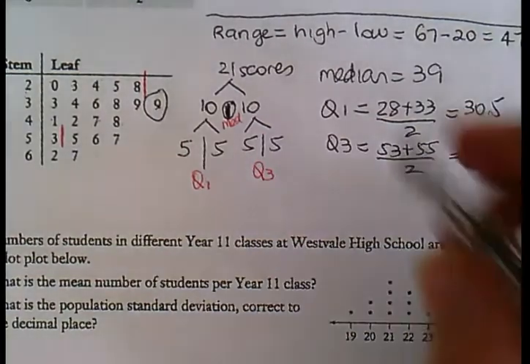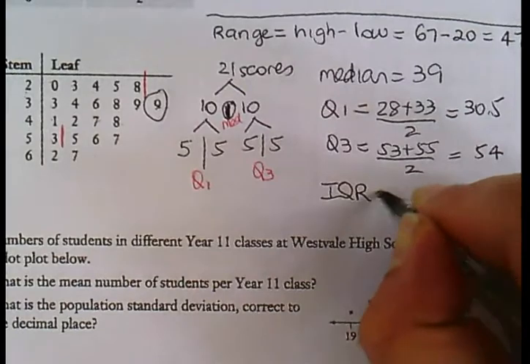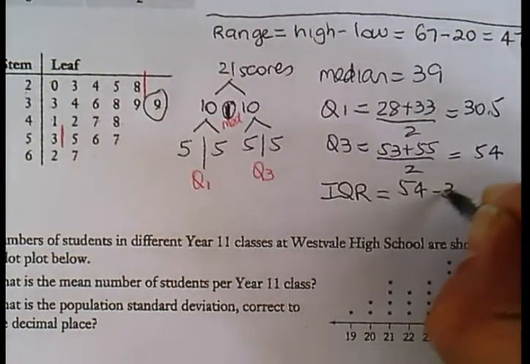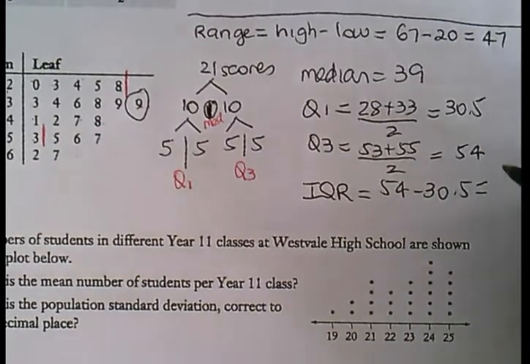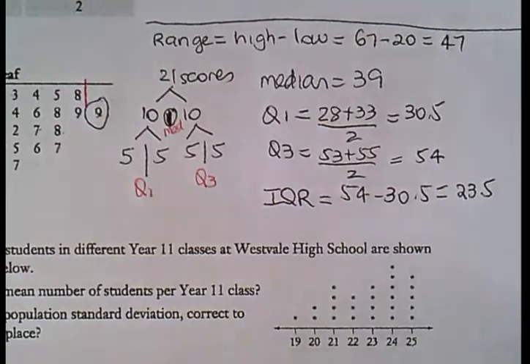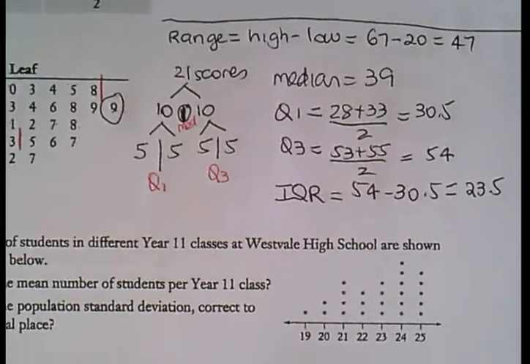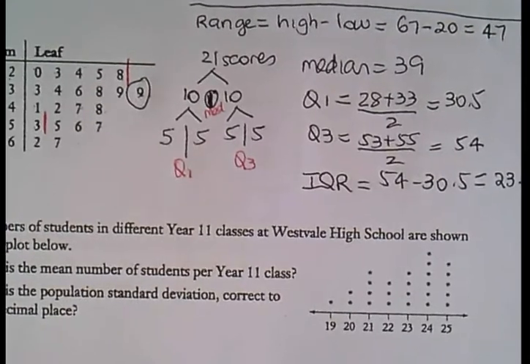All right, so the interquartile range is 54 minus 30.5, which is 23.5. Now, see, look how big the range is, 47, highest minus lowest score. Interquartile range is that middle 50% of data. 23.5 is the spread of the middle 50% of data.